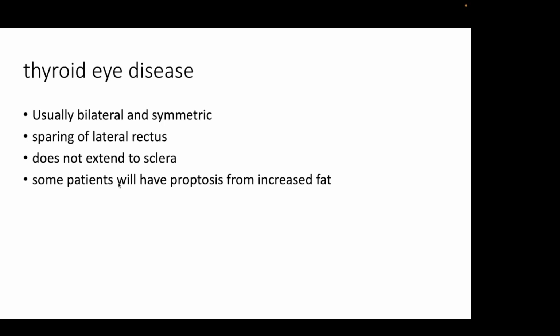Some patients with thyroid eye disease, interestingly, will have proptosis but without enlargement of the muscles, and this is from increased fat in the orbit. So in patients who are referred to you for exophthalmos, you want to be considering thyroid eye disease, even if the muscles are not enlarged, but the volume of the fat appears to be increased.